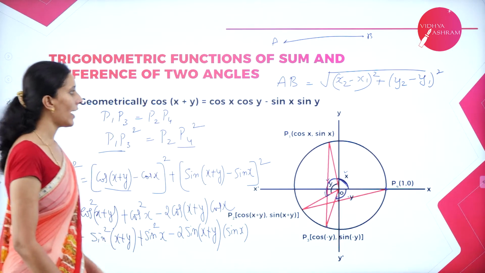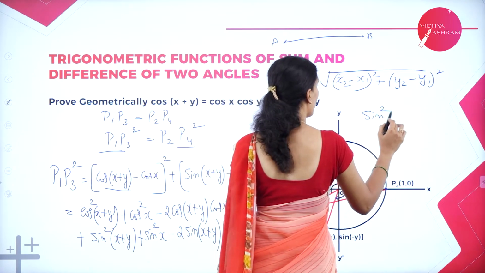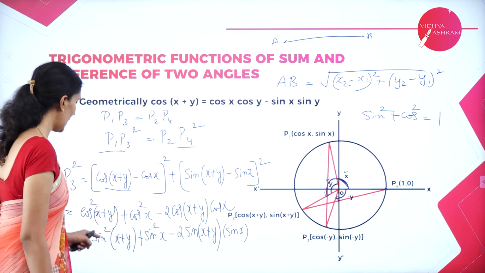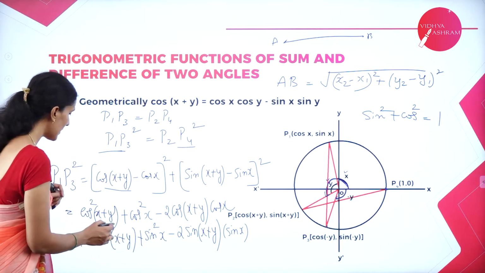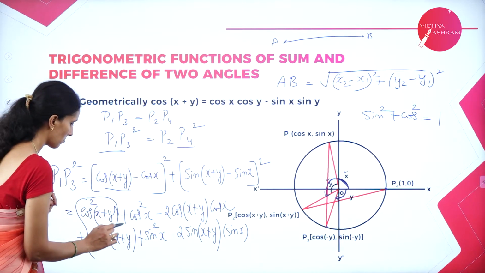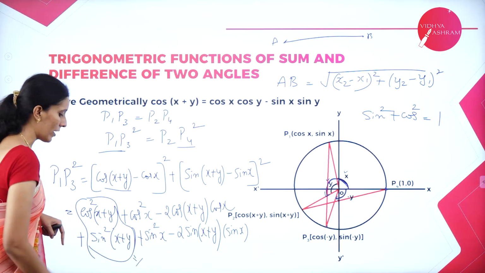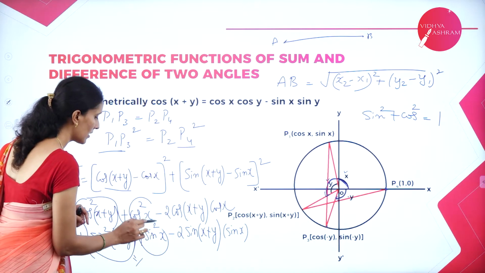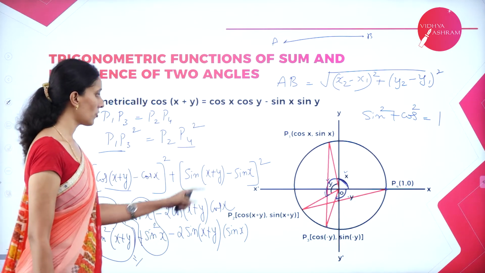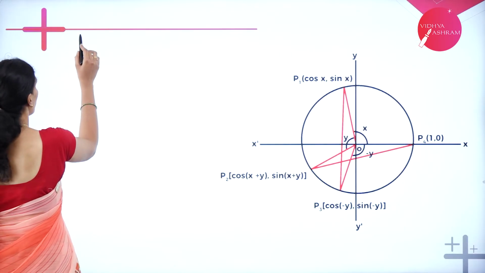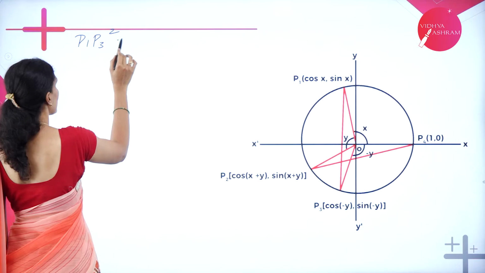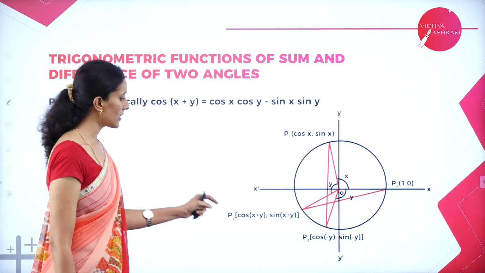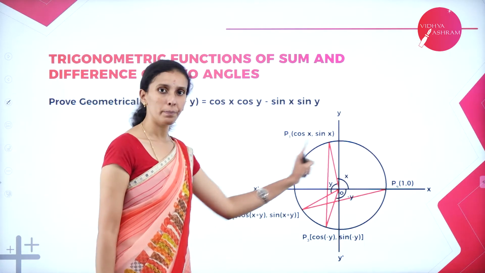Here you can see, we know the identity that sin square plus cos square is equal to 1. So therefore, I'll take sin square plus cos square as 1. You can see here, these two, the value is equal to 1. Cos square(x plus y) plus sin square(x plus y) is 1. Similarly, cos square x plus sin square x is 1. So the rest of the terms I'll write as they are. So therefore here, P1 P3 whole square is equal to 1 plus 1 and so on. After the procedure, we have got that P1 P3 is equal to P2 P4.